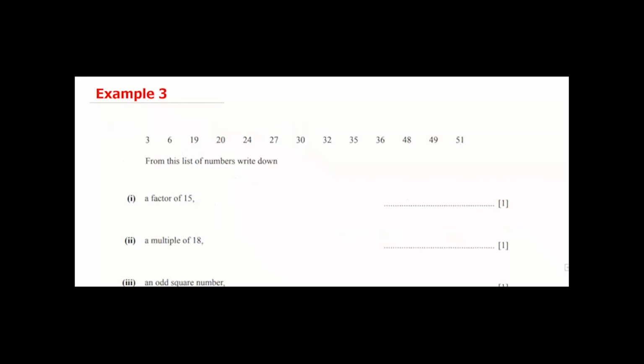So let's look into another example here. From this list of numbers, write down one, a factor of 15. So a factor of 15 will be 3. And if there's another one there, you could pick it. So a factor of 15 I'll pick here is 3. Then a multiple of 18. So a multiple of 18 will be 18 multiplied by the positive integers. So the first one will be 18 times 1, 18. 18 times 2, that will be 36.